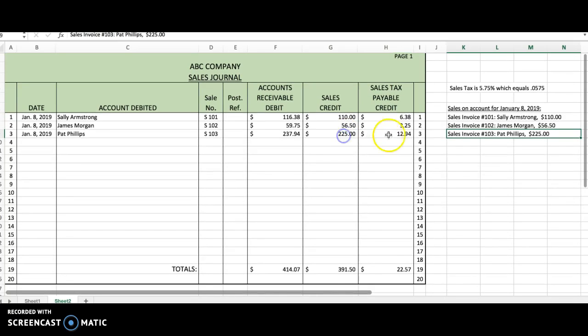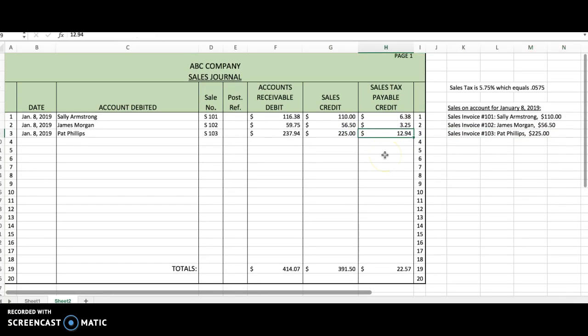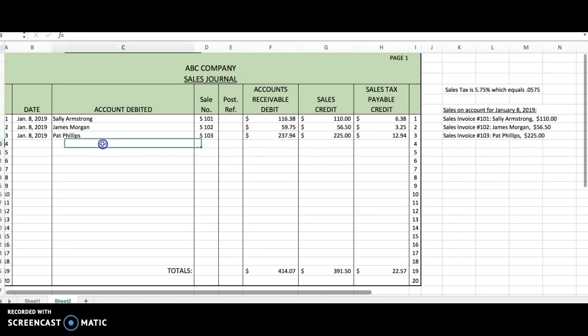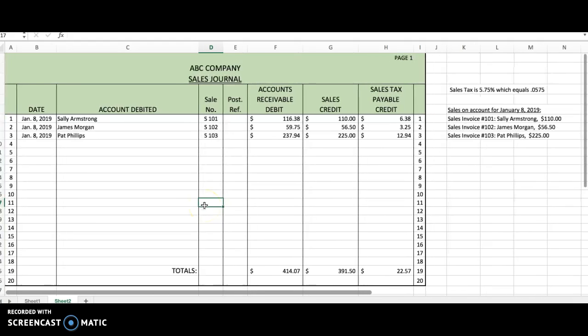$225 is the credit, and we figure out the sales tax the same way, and the total is $237.94. So that could go on and on. There could be many, many more sales on account for the same day. And typically, in a business that does a lot of this, they will do posting at the end of the day. They do this almost daily, because if you wait too long, it'll just be too cumbersome.